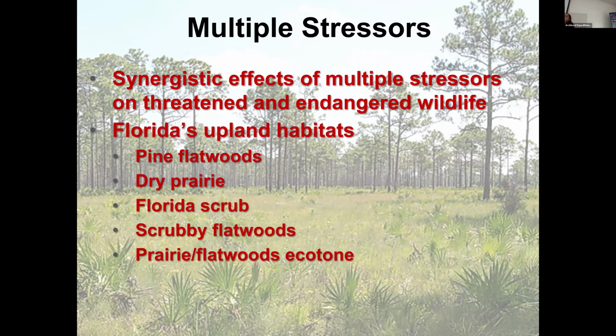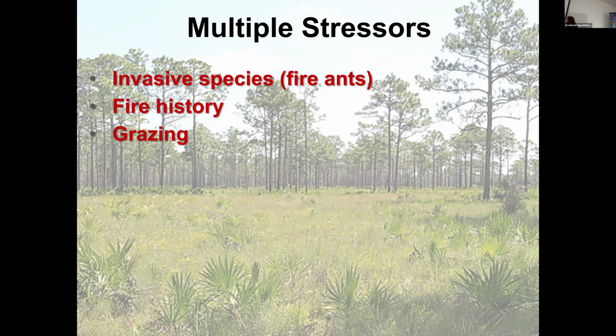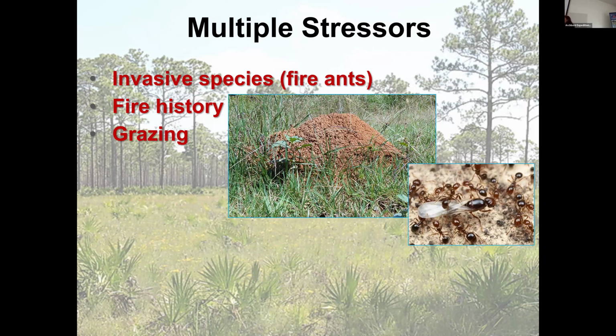We're doing all of the upland habitats found at Avon Park. So pine and flatwoods, dry prairie, Florida scrub, and then the ecotones between those habitats. The multiple stressors that we selected to work on are invasive species. So fire ants, everyone is familiar with those.